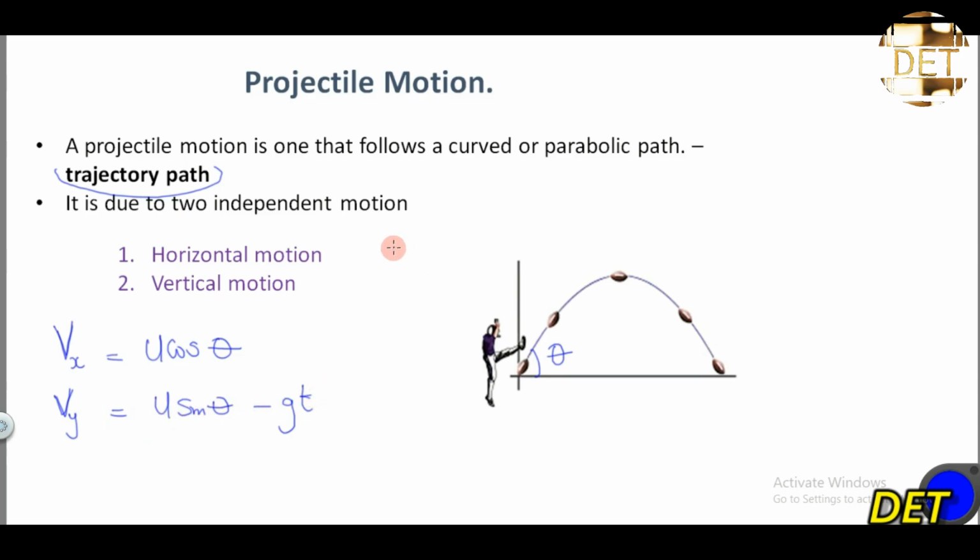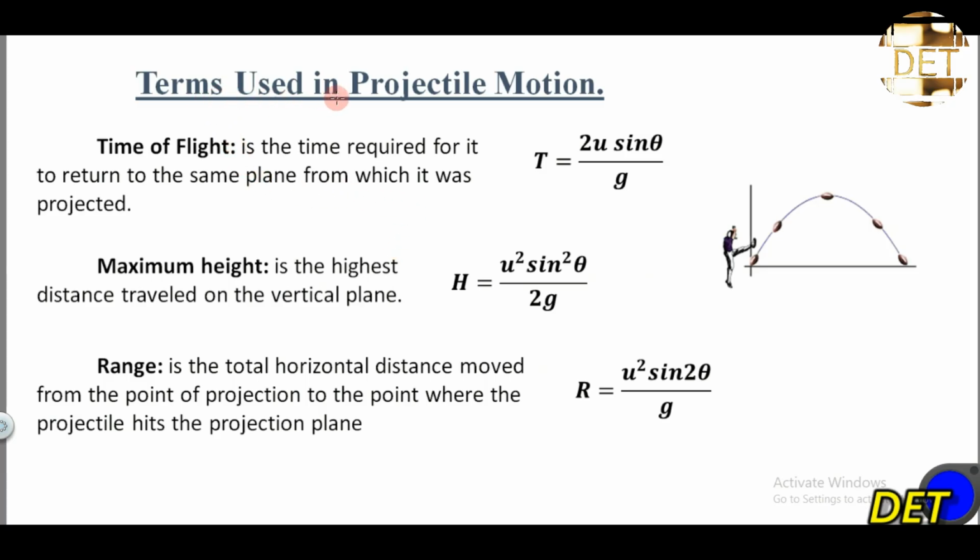So having known this, let's move on to the terms used in projectile motion. Basically, there are three terms used in describing a projectile motion: the time of flight, the maximum height, and the range, right? First off, we have the time of flight. The time of flight is simply the time required for a projectile to return to the same plane from which it was projected.